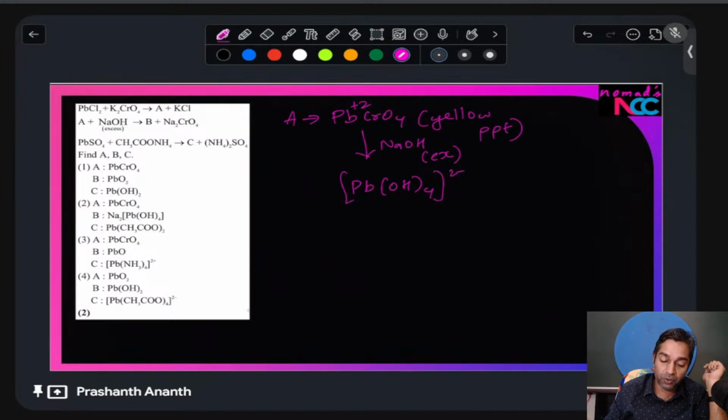PbSO4 is reacted with ammonium acetate. This is one of the few solutions in which PbSO4 actually dissolves. PbSO4 is highly insoluble and doesn't dissolve that easily, so one of the few things in which it dissolves is ammonium acetate solution. What does it form? It ends up forming lead acetate as the product.